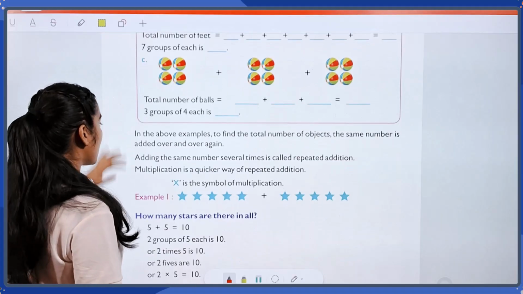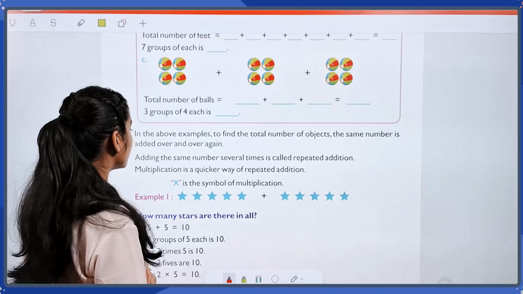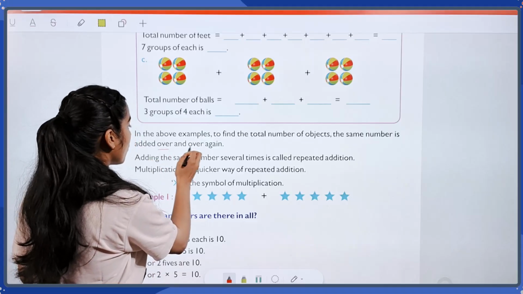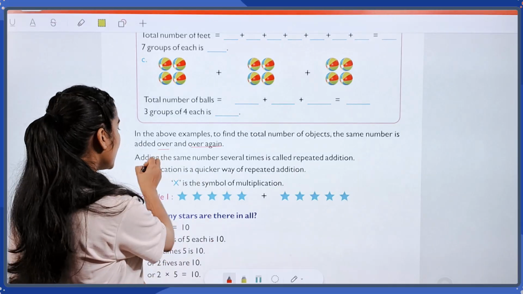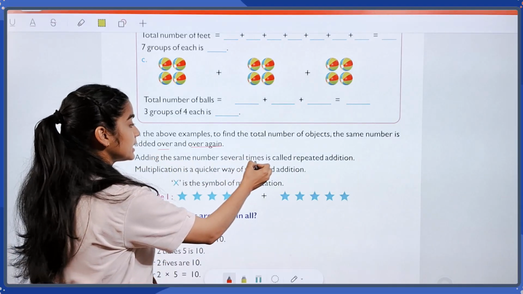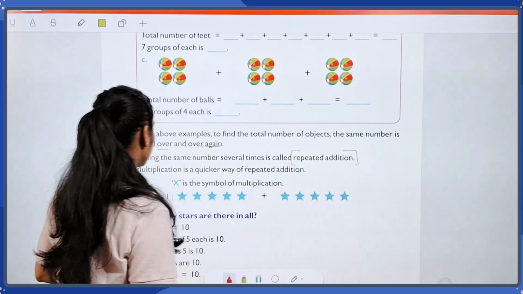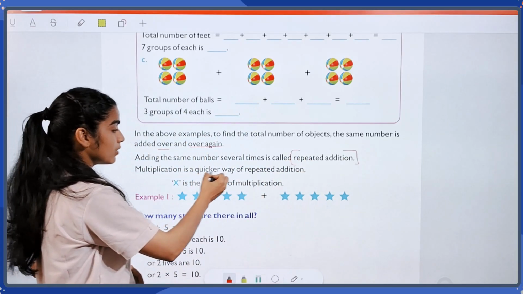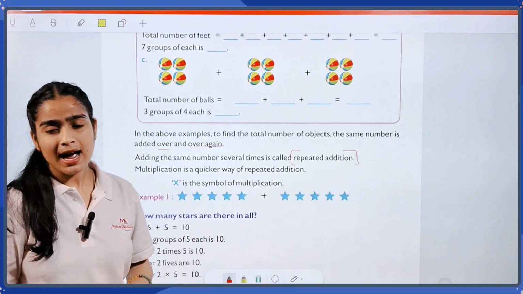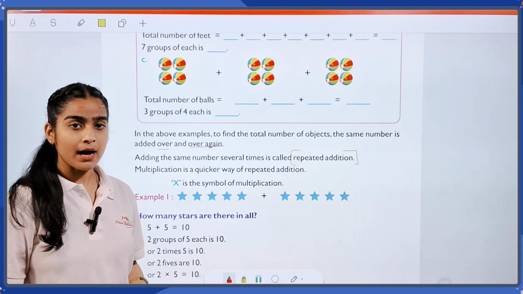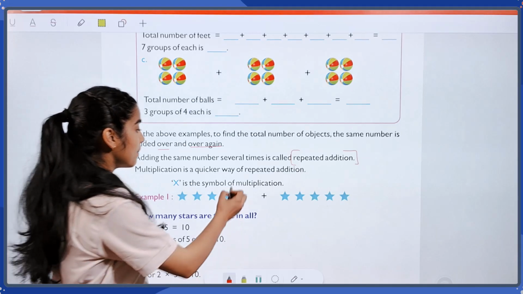Now, in the above examples, to find the total number of objects, the same number is added over and over again, because multiplication means what? Repeated addition. Adding the same number several times is called repeated addition. Multiplication is a quicker way of repeated addition, because if we just add over and over again, it wastes our time. To save our time, we use multiplication.